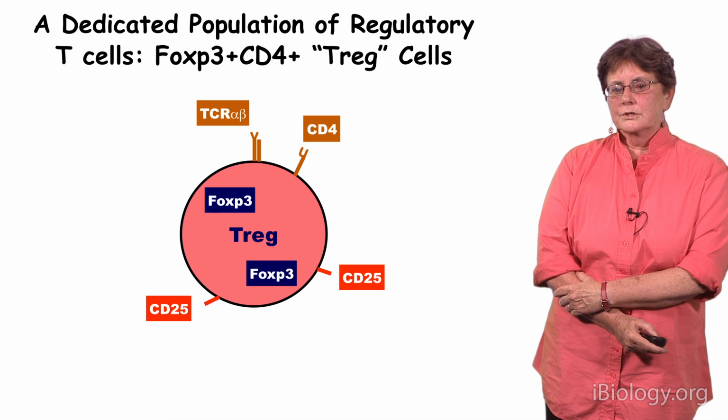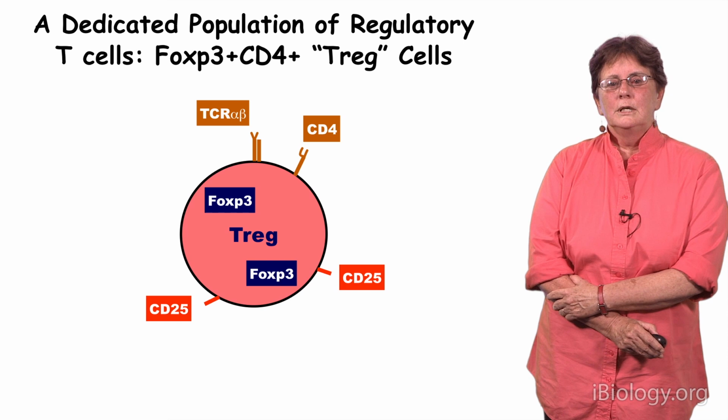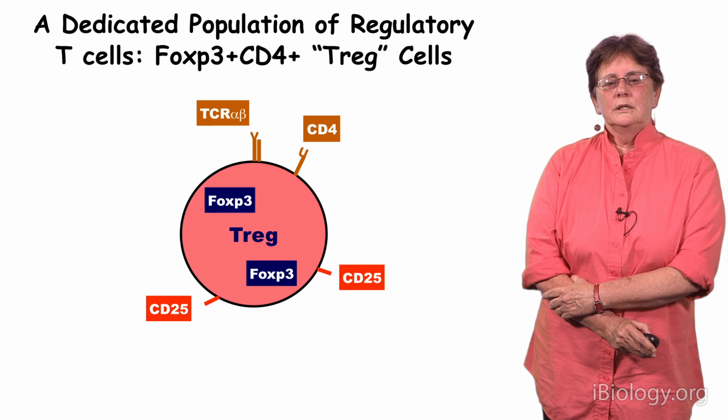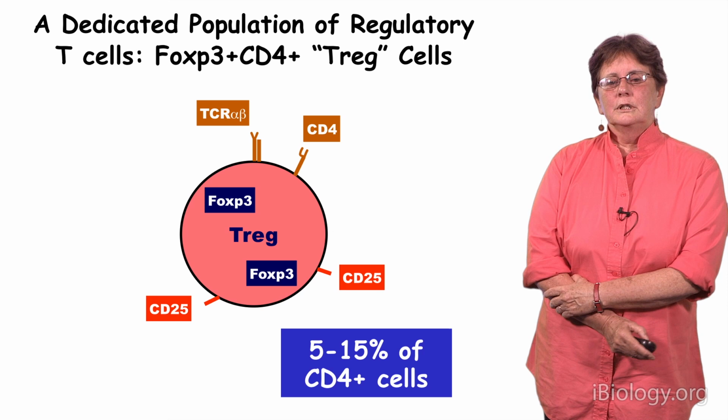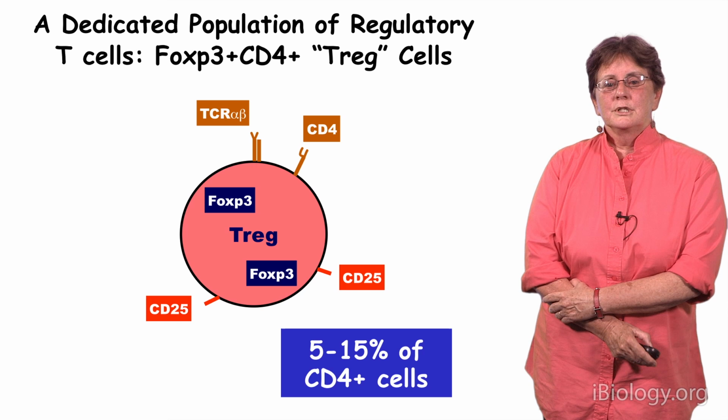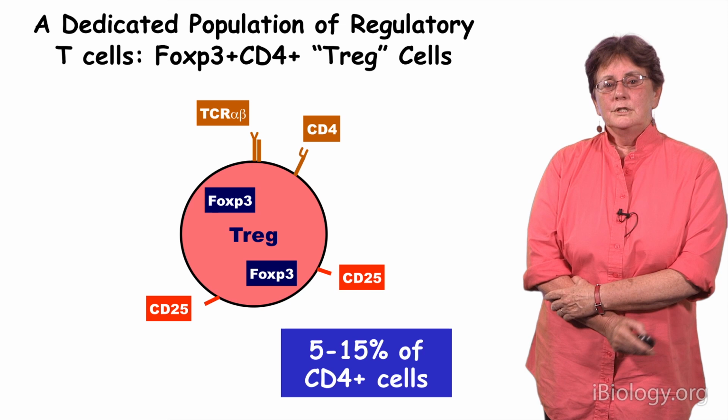And that was used for many years as a means to distinguish them from other types of T cells. But later it was found that these T cells are actually a particular lineage of T cells, and what defines that lineage is the transcription factor FOXP3. Normally, circulating through the body of a standard person or mouse, about 5 to 15% of the CD4 positive T cells are these FOXP3 positive regulatory T cells.